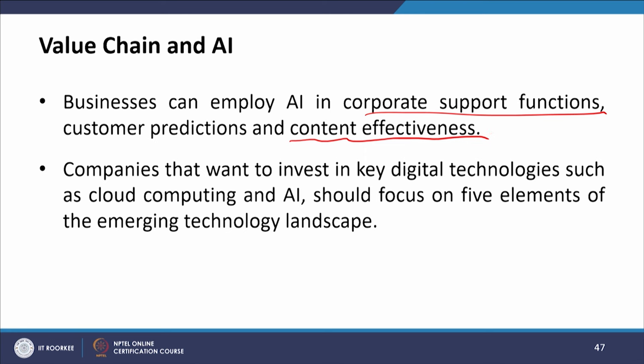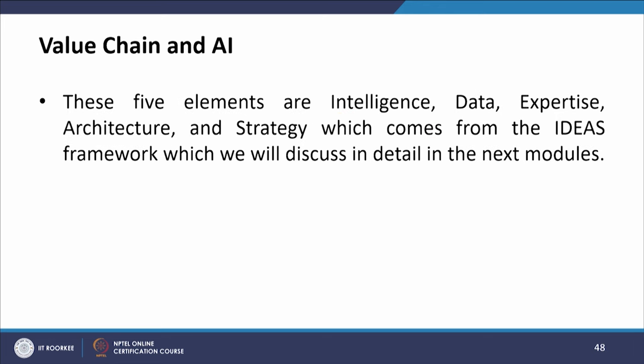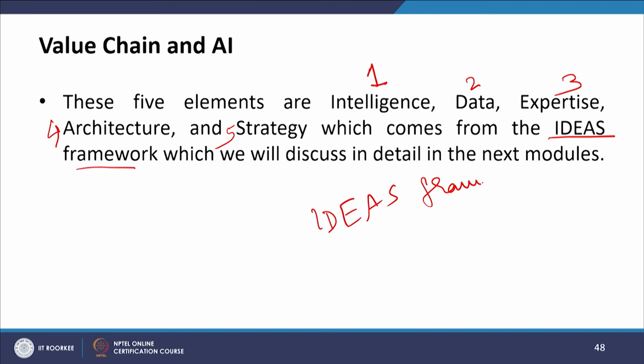Companies that want to invest in key digital technologies such as cloud computing and AI should focus on 5 elements of the emerging technology landscape. The 5 elements are: 1, intelligence, 2, data, 3, expertise, the 4th is architecture and the 5th is strategy, which comes from the IDEAS framework. So, this IDEAS framework, as you can now see, stands for intelligence, data, expertise, architecture and strategy, and that we will discuss in detail in the next module.